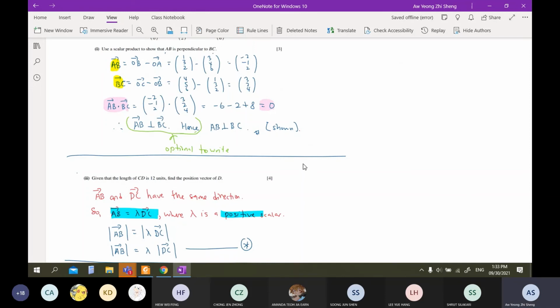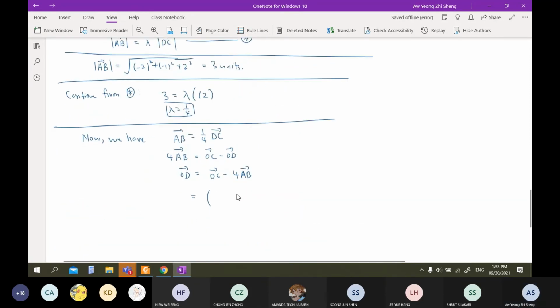Okay, AB is -2, -1, 2. OC is this 4, 5, 6. And so we have 4 plus 8 is 12, 5 plus 4 is 9, and 6 minus 8 is -2. Okay, done.